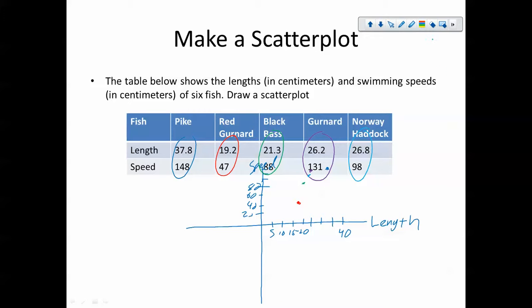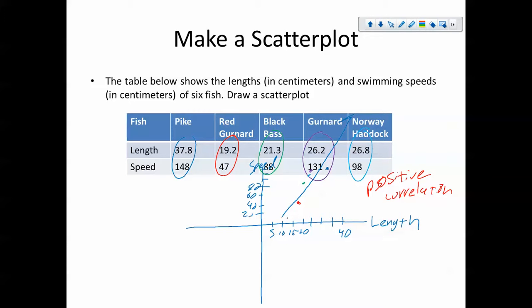Notice that we have a positive correlation: the bigger the fish is, the longer the fish is, the faster it swims, which should kind of make sense. And if we're drawing in a line of best fit, we're going to draw in a line that gets as close to as many points as possible. So you can kind of see how it goes up here. I don't want to go straight up because then this point would be kind of lost. I want it to get as close as possible to as many points.